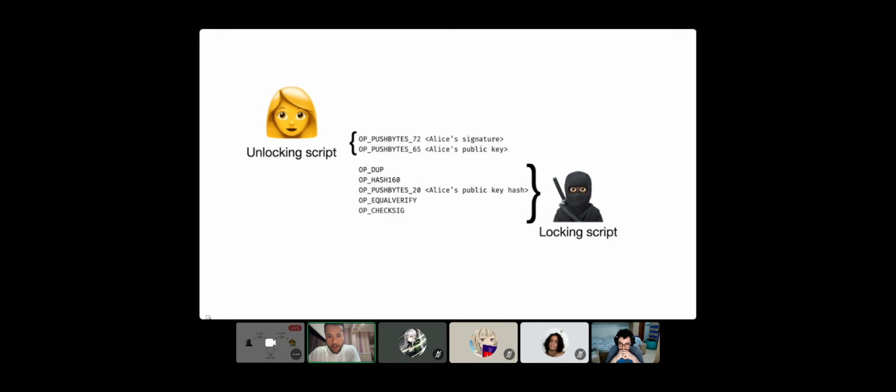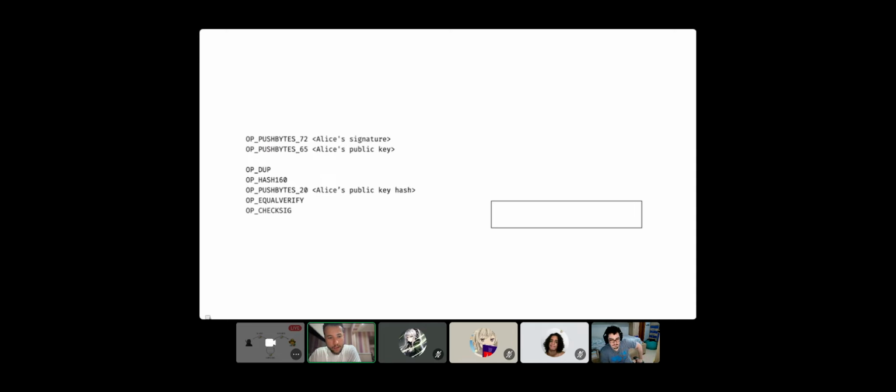So I'd like you to understand it like this: the ninja guy creates a locking script, something that locks value into the system, and Alice provides an unlocking script, something that will unlock the value in the script, right? The programming language semantics here is that of a stack-based machine. So there's a stack, and you know how stacks work. Let's execute this program and see what's happening. We execute the unlocking script first, by convention. If it doesn't fail, we proceed with the locking script execution.